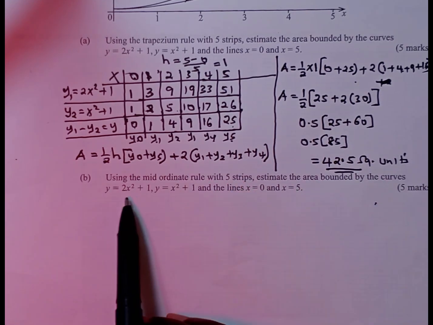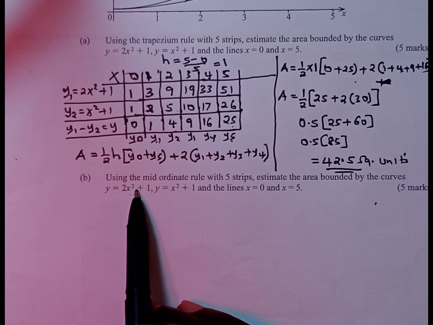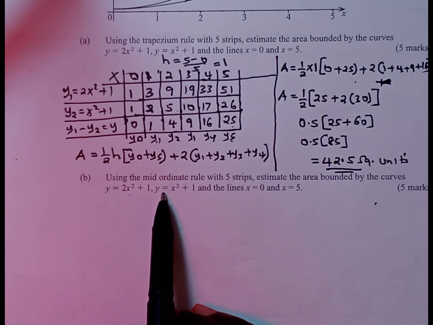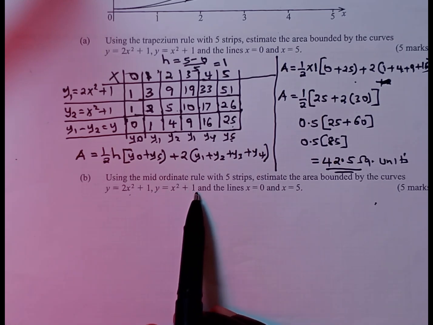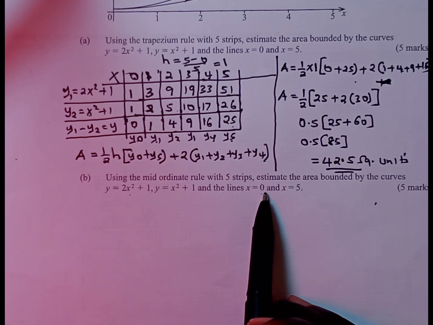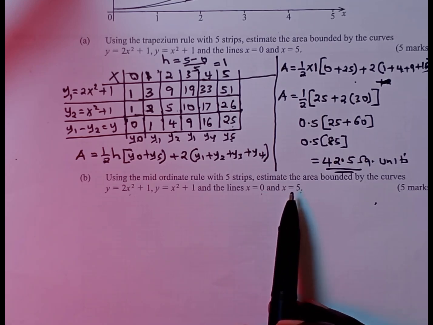Part B of the question reads, using mid-ordinate rule with 5 strips again, estimate the area bounded by the curves y is equal to twice x squared plus 1 and y is equal to x squared plus 1 between the lines x is 0 and x is equal to 5.